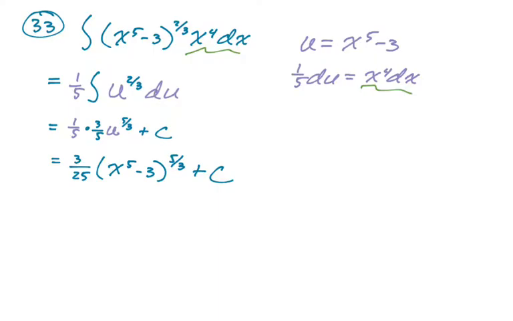All right, so I get 3 over 25 quantity x to the 5th minus 3 to the 5/3 plus c. That's our answer. All right, we are on to number 34. Let's see what it looks like.